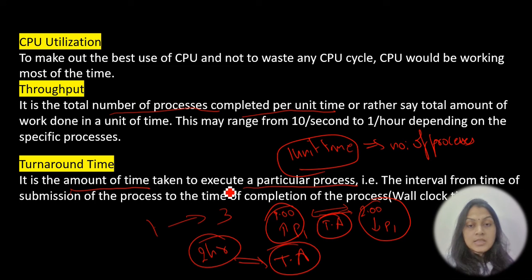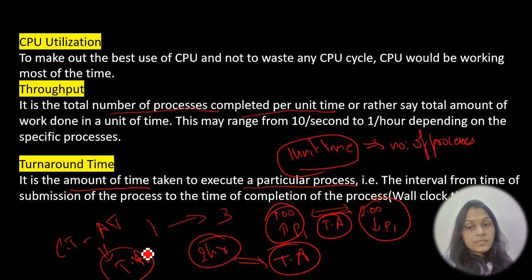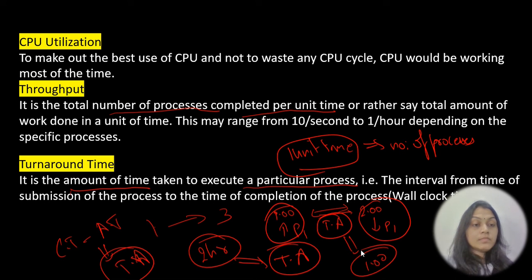Or else you can take completion time minus submission time, that is, arrival time. Completion time minus arrival time, you will get the turnaround time. Understand? So 3 minus 1 is 2, so 2 hours I have taken the class. Here 2 minus 1 is 1, so the turnaround time here is 1. So remember students, it's an interval of time from the starting of the process submission to the completion of the process.